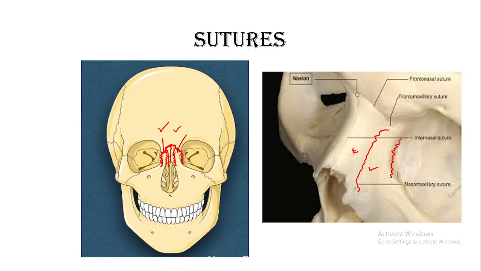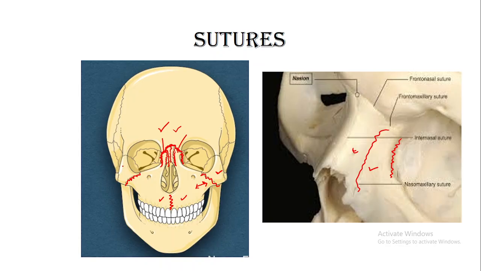Then the intermaxillary suture. The intermaxillary suture is present here in the midline, which joins the two maxillary bones. Then the zygomaticomaxillary suture. Here is the zygomaticomaxillary suture on both sides, which joins the zygomatic process of maxilla and the zygomatic bone.